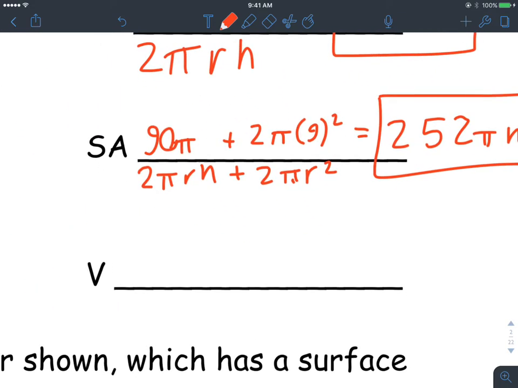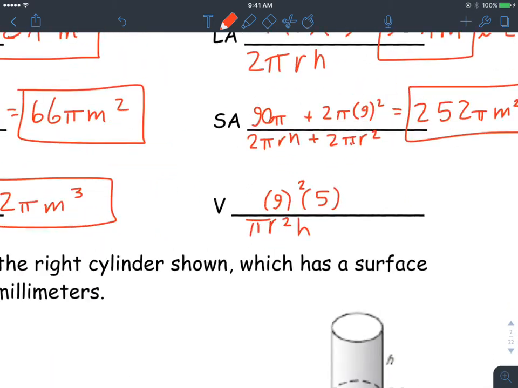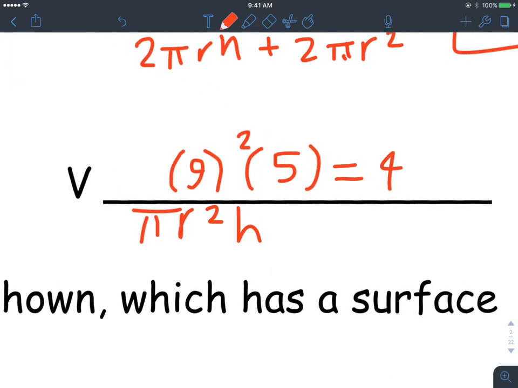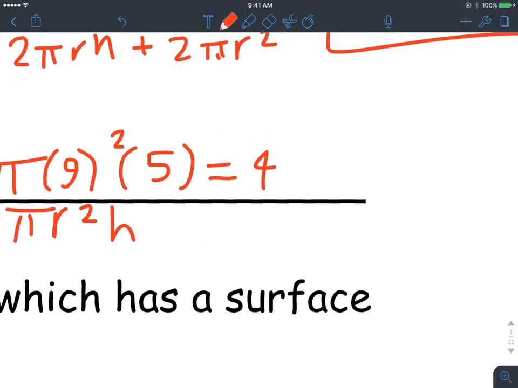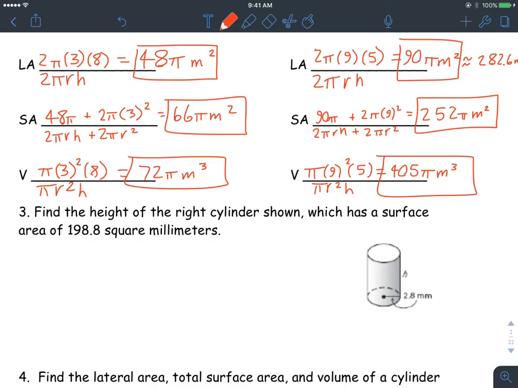Okay, volume: that's pi r squared times the height. R was 9, and the height, I think that was 5. Yep. Then you punch that out and you get 405 pi, and then it'll be meters cubed there. And that would be your answer.